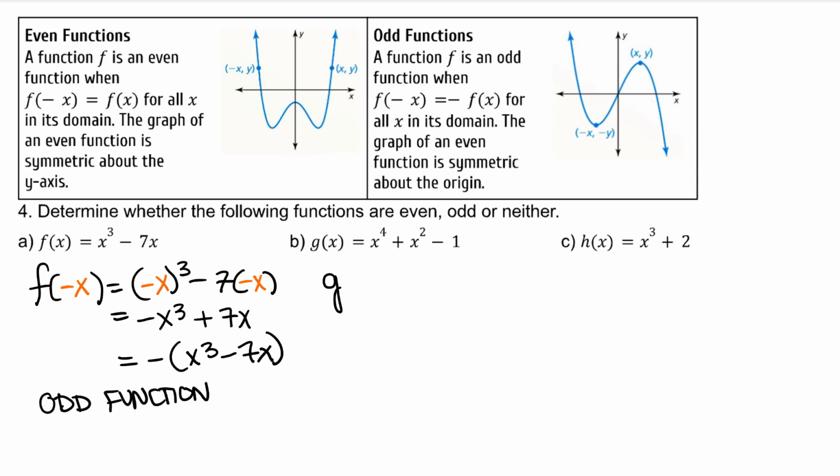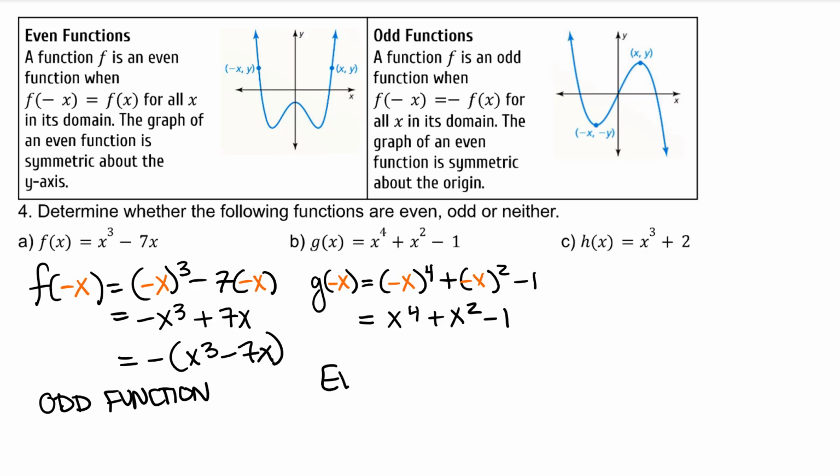Plug in -x. Notice your degree is even, so the only possibility you have for this function is that it would be an even function or neither. When a negative is to an even power, it becomes positive. So this function has remained unchanged even when you plugged in -x into all your inputs. That means this is an even function, and that would mean it has y-axis symmetry.